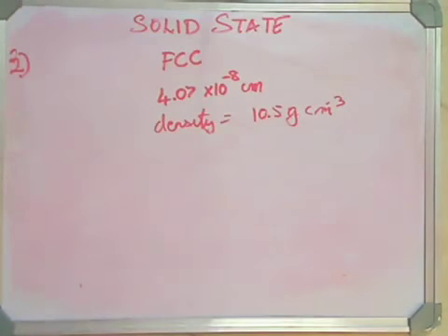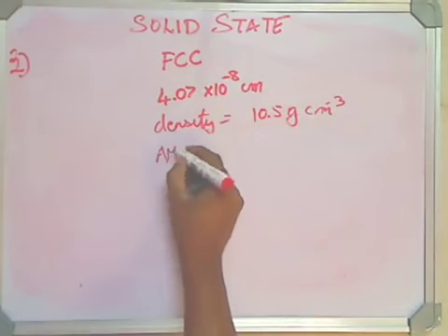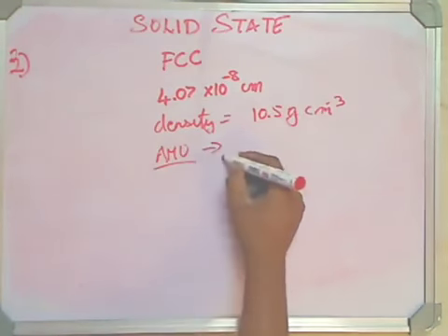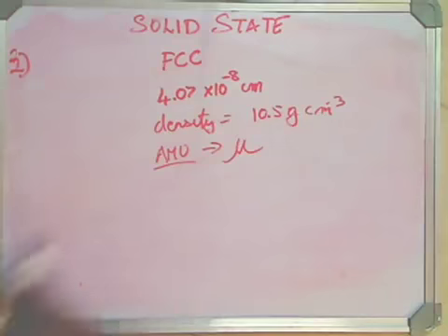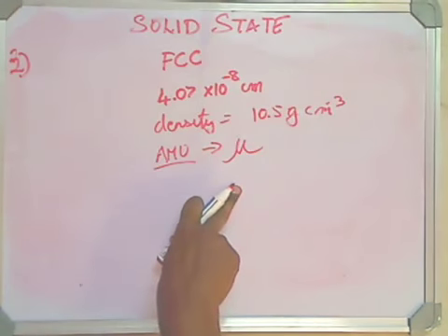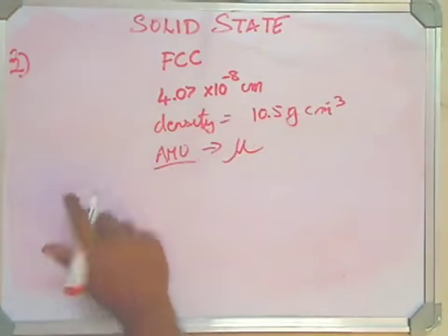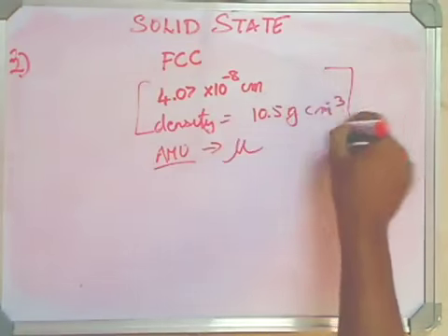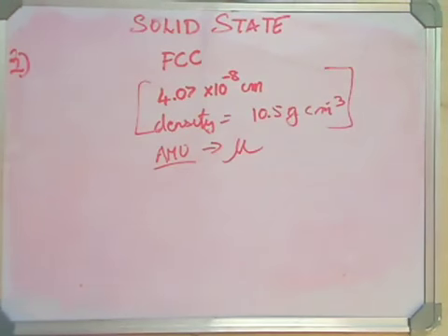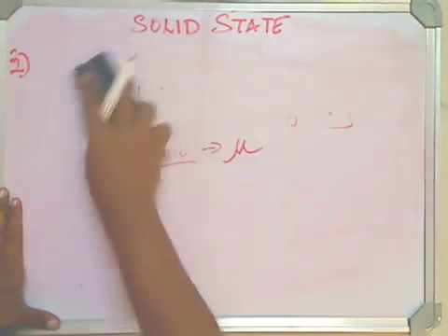Find the atomic mass of silver. Atomic mass units represented as mu. We need to find the value of mu by using the data which has been mentioned here. You just need these two things and a little bit of the theory behind FCC types of crystal structures. Now, let me show you how you calculate this.